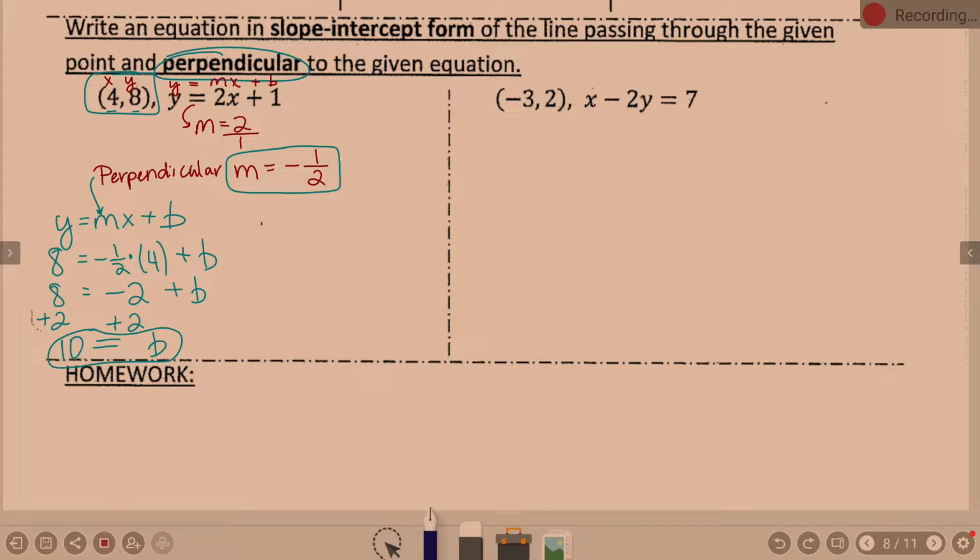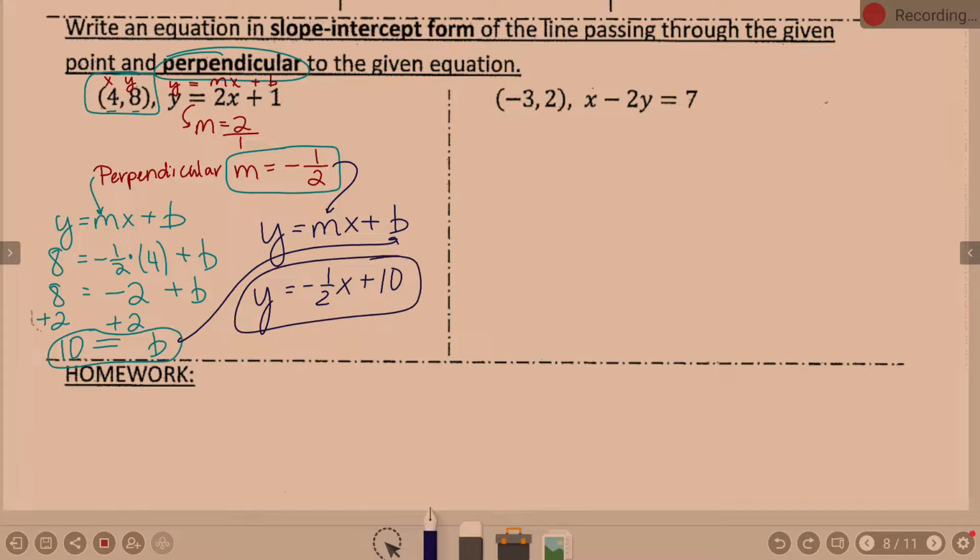We're writing this in slope-intercept form, right? Y equals mx plus b. Here's my m. Here's my b. So y equals negative 1/2 x plus 10. Okay. One more. Almost there.